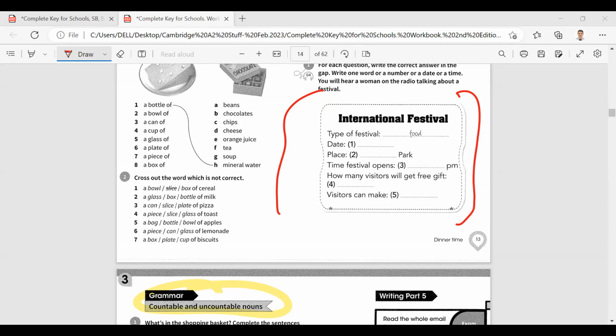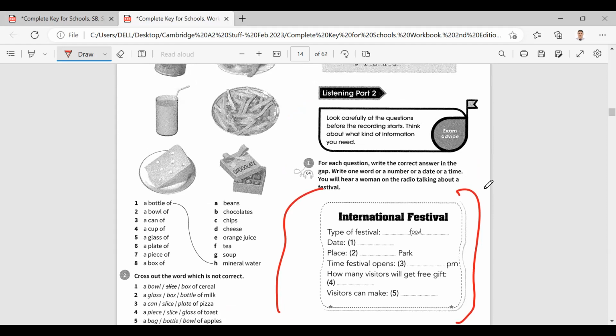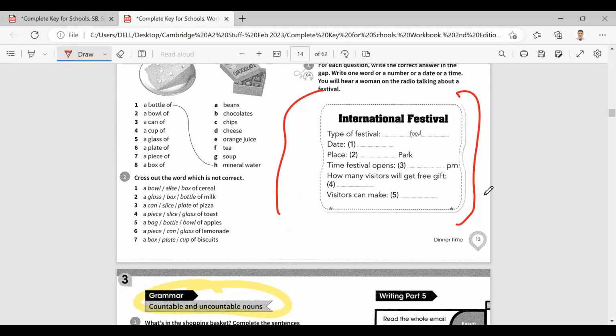Audio 4. Unit 3. Listening, Part 2. Exercise 1. For each question, write the correct answer in the gap. Write one word, or a number, or a date, or a time. You will hear a woman on the radio talking about a festival.